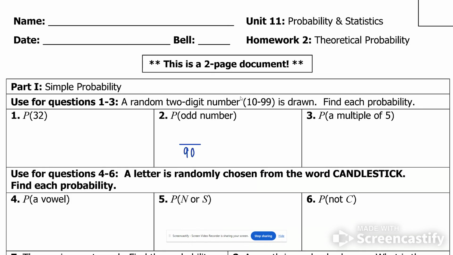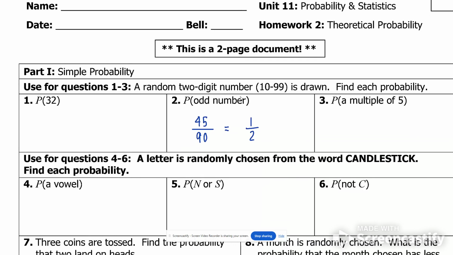And then if you think about how numbers work, you have odd, even, odd, even, odd, even. So you're going to have exactly the same amount of both. So you're going to have 45 out of 90 that are going to be odd. Now, obviously, that is going to reduce. So that's why it should make sense that our odds of pulling out an odd number would be 1/2, 1 out of 2. Okay? Pretty easy one.